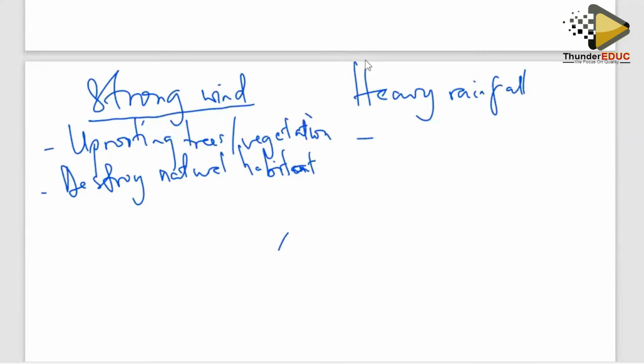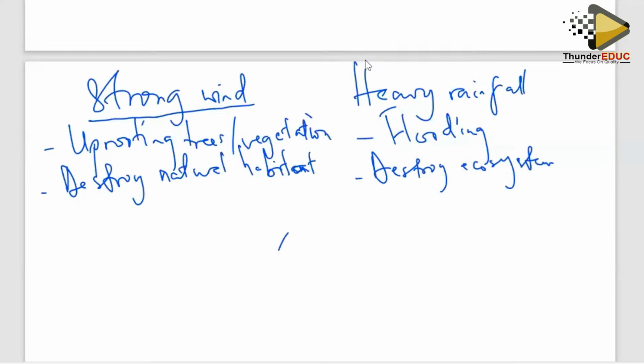Then we can also look at heavy rainfall. It can result in flooding, which is a negative implication on the natural environment. Flooding damages a lot of things and disrupts ecosystems. We can also talk of disruption of ecosystems. The balance of nature is disturbed by heavy rainfall. We can also look at other things like increased soil erosion. Soil erosion increases because of heavy rainfall. There is heavy runoff, which facilitates the removal of topsoil, which affects the natural environment.